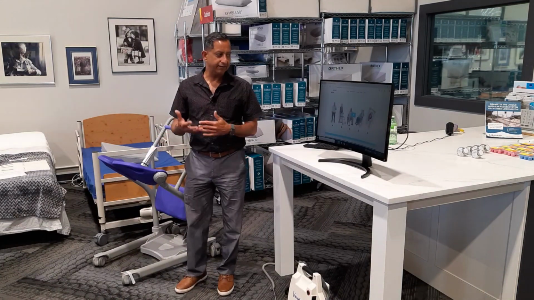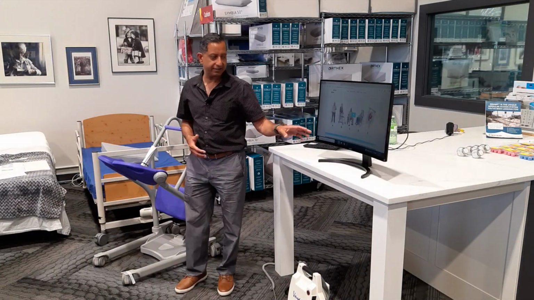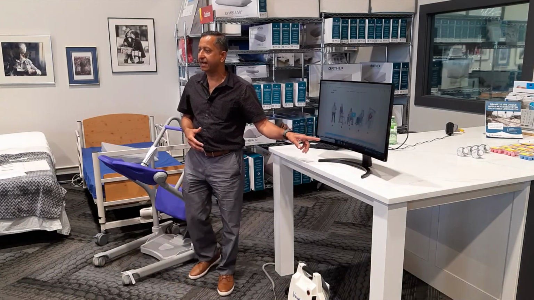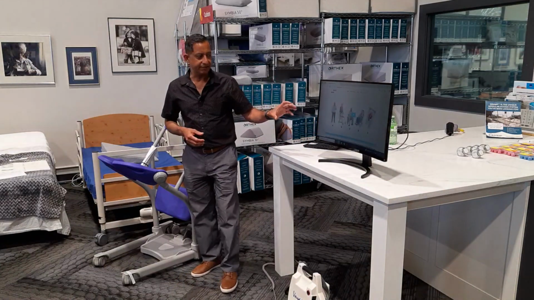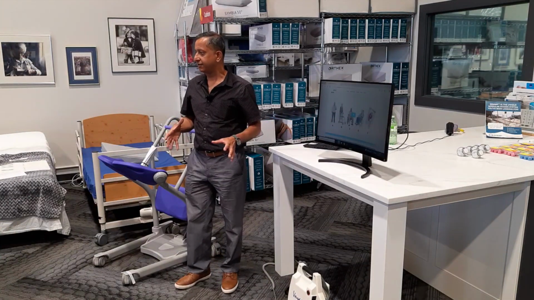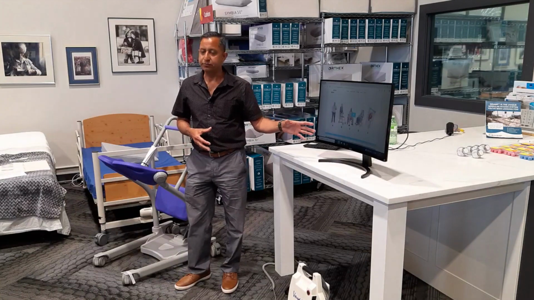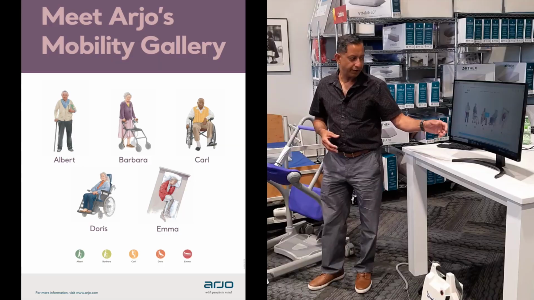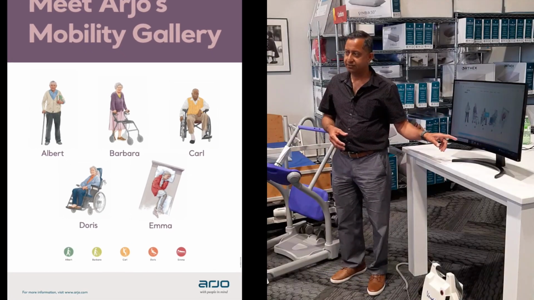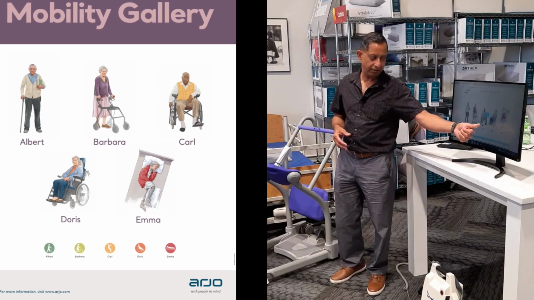Patient handling is, again, lifts. The way we design all our products is based on this resident gallery. It's basically from the World Health Organization. That's their standard, what they use to designate different types of residents, and we use the same principle. So for example, there are 5 different types of residents: Albert, Barb, Carl, Doris, and Emma.